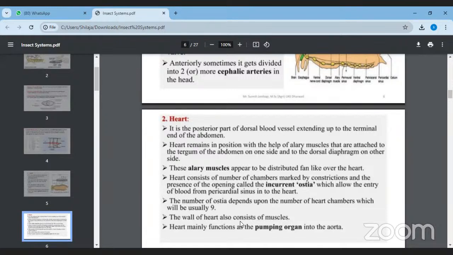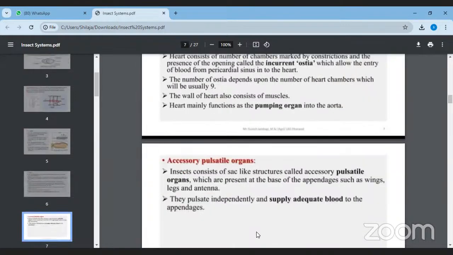And the wall of the heart consists of muscles, and the heart mainly functions as a pumping organ. So accessory pulsatile organs will be there which are present at the base of the appendages, such as wings and the legs and the antenna also. They pulsate independently with the supply of adequate blood to the appendages. So these organs we call accessory pulsatile organs.